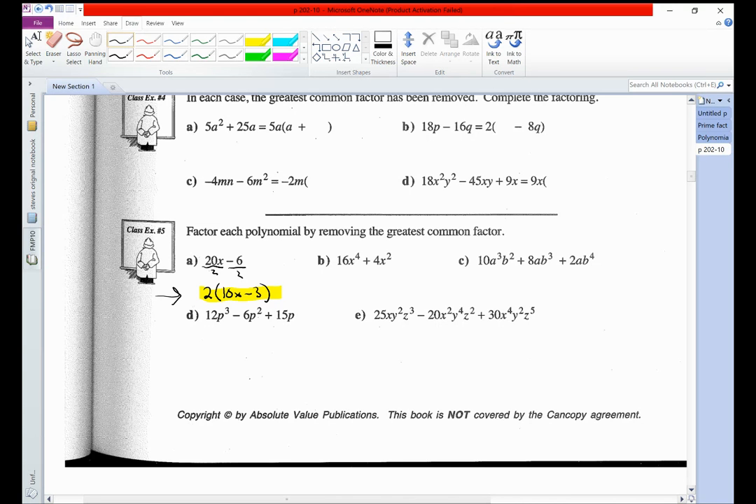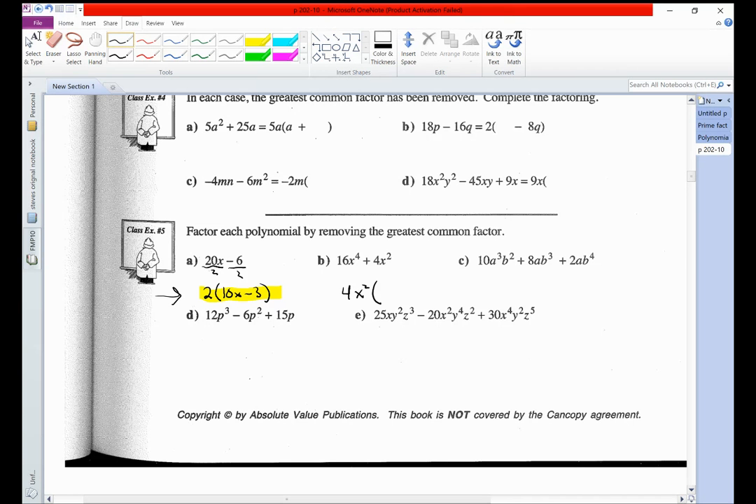16x to the power of 4 plus 4x squared. What's the biggest numerical coefficient we can pull out or divide out of 16 and out of 4? The answer is 4. Can we pull any x terms out of there? Well, the first term has x to the power of 4, and the second term has x to the power of 2, so we can pull an x squared out.